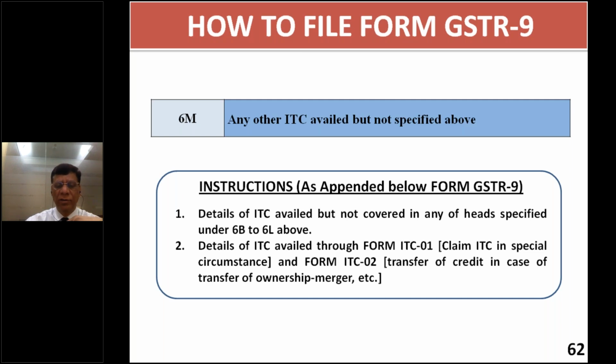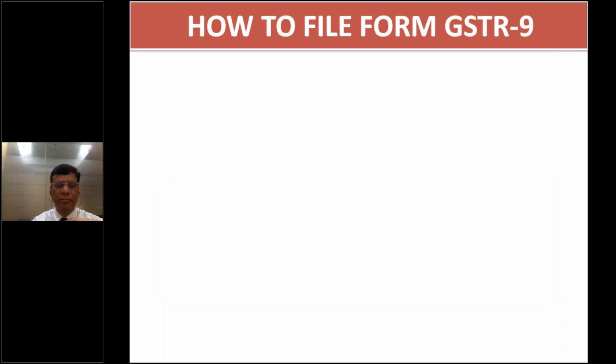And in Form ITC-02, in the case of ITC-01, we normally make claims in special circumstances, like we went for a new registration or a voluntary registration, or from composition to regular, or from exempted to our supplies became taxable. And from ITC-02, we make claims of ITC in case of transfer of business.